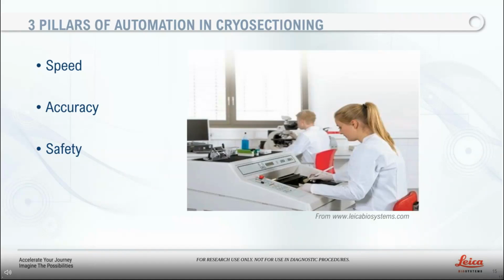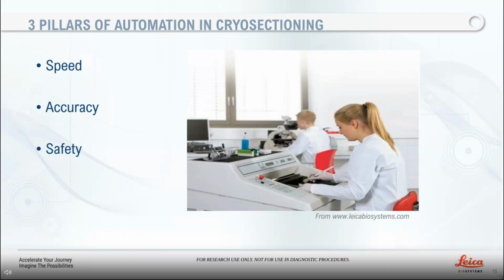Accuracy. As the cryostat has a pre-established speed rate, each section will be cut at the exact same rate, producing the same accuracy per section. And safety. Safety is important for the user and the tissue. Safety protections may prevent any user accidents with the blade, and it is safe for the tissue as it will be cut with the highest precision, diminishing tissue loss.